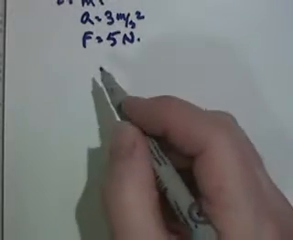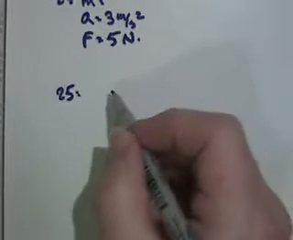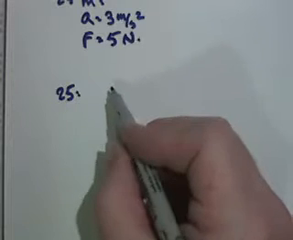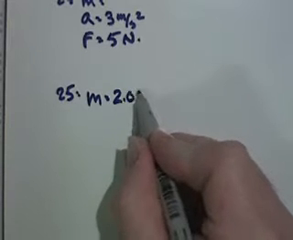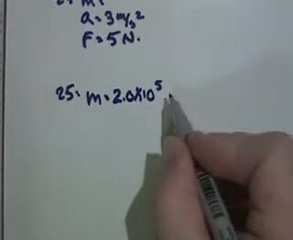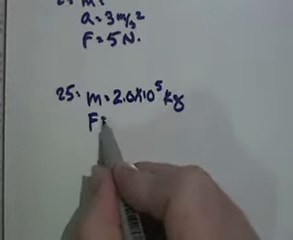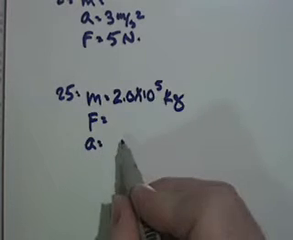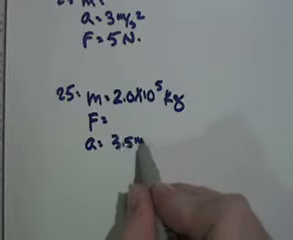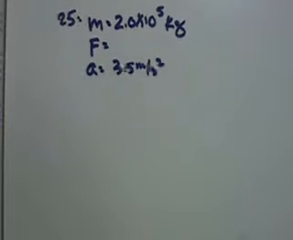Let's try 25. A loaded Boeing 747 jumbo jet has a mass. They give you the mass. It's equal to 2.0 times 10 to the 5 kilograms. What net force? They're looking for the force required to give the plane an acceleration. Acceleration is 3.5 meters per second squared. Again, that's a straight plug-in, no algebra even required. We'll do 27.